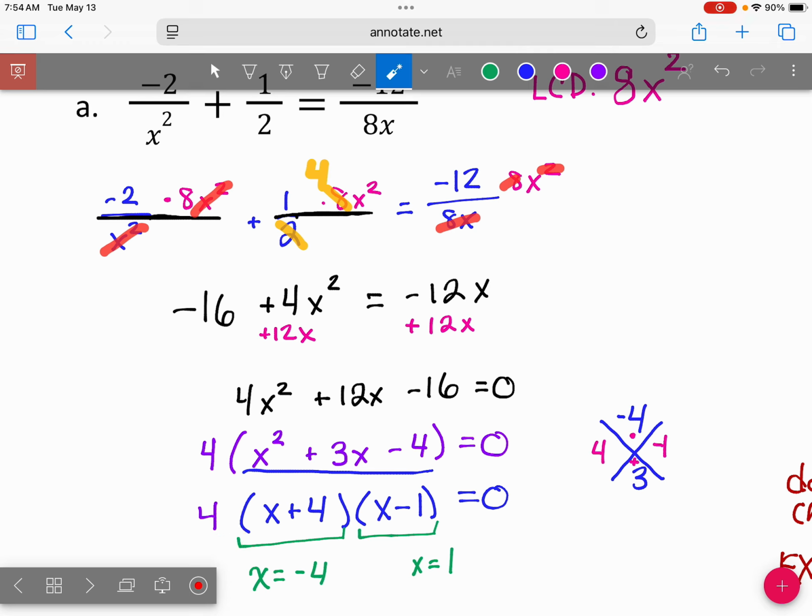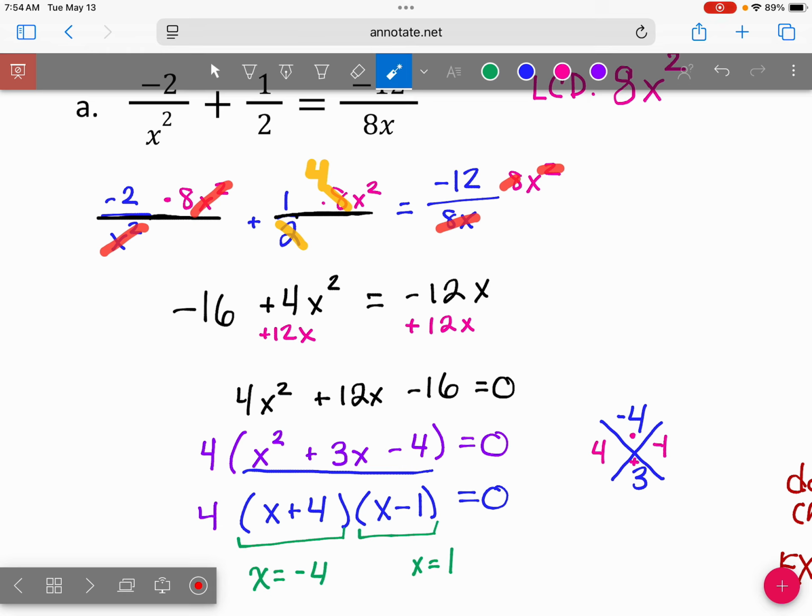The 4 out in front does a vertical stretch. But the x-intercepts, if we were to graph this quadratic with or without the 4, wouldn't change. It would just be taller and skinnier with the 4 there. So we pull the GCF because it's in the way, but it doesn't actually change what's happening.